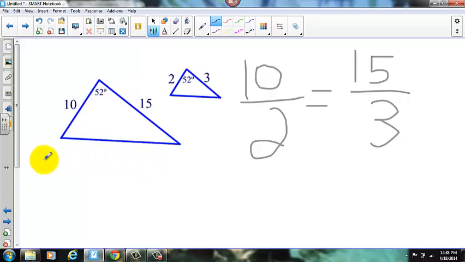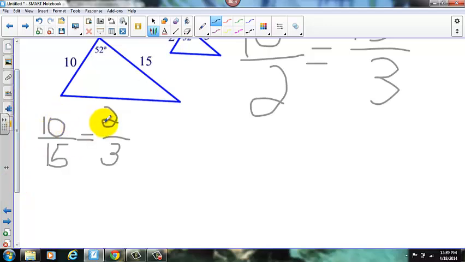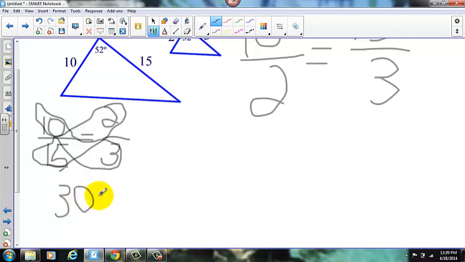We could also rewrite it as 10 over 15 equals 2 over 3. These two things end up being the same thing, but again, they have to match. So the numerator and denominator match this triangle, and the numerator and denominator match this triangle. Now let's test to make sure that 10 over 15 equals 2 over 3. One way we could do this is by cross multiplying. So 10 times 3, we get 30. And 15 times 2 is 30.